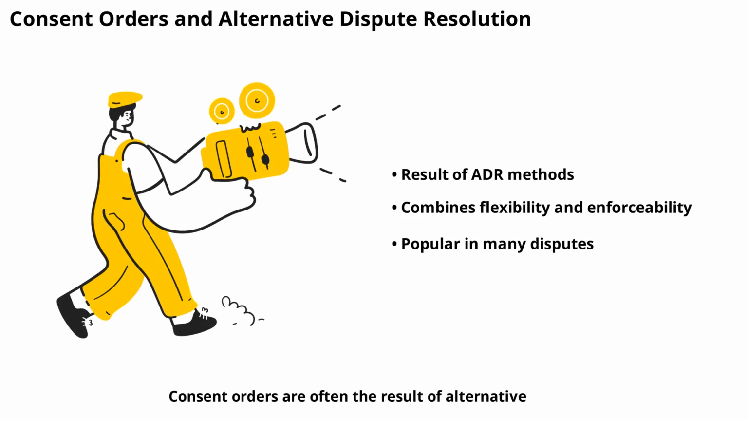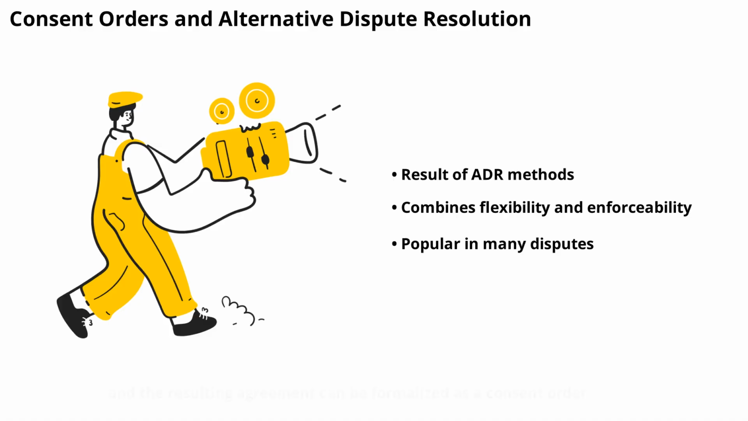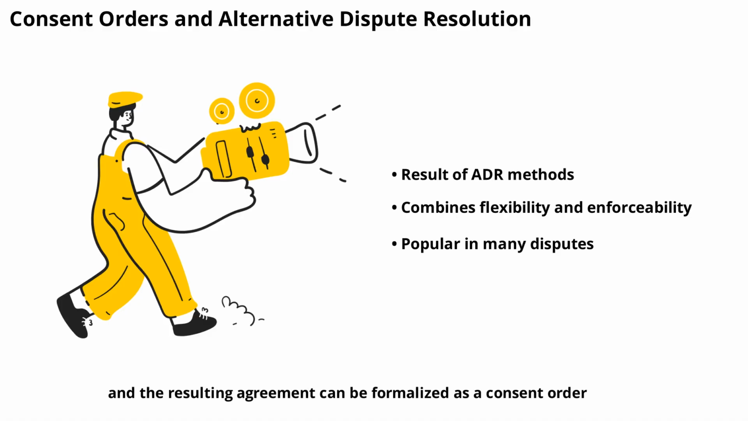Consent orders are often the result of alternative dispute resolution, ADR, methods like mediation or arbitration. ADR allows parties to resolve their issues outside of court, and the resulting agreement can be formalized as a consent order. This approach combines the flexibility of ADR with the enforceability of a court order, offering the best of both worlds.